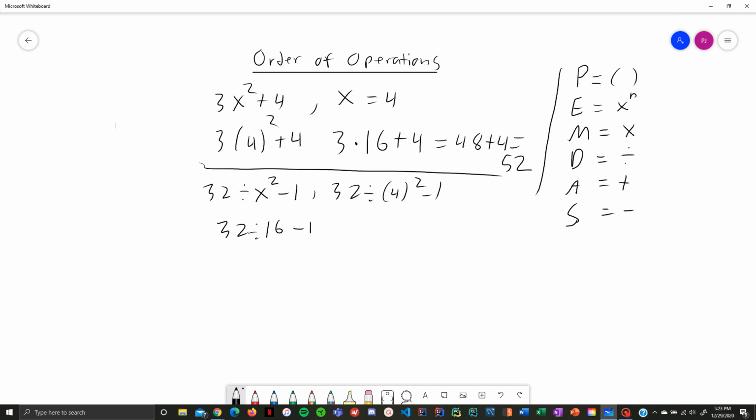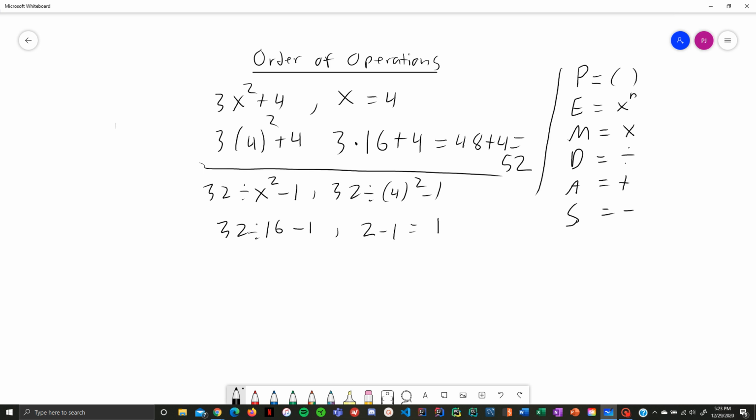Do we have any multiplication? No, we do not. Do we have any division? Yes, we do. We have 32 divided by 16. Now 32 divided by 16 is going to come out to equal 2. And then we just have to bring down the minus 1. Do we have any addition? No, we do not in here, but we do have subtraction, the very last thing to take care of, and that's going to be equal to 1.